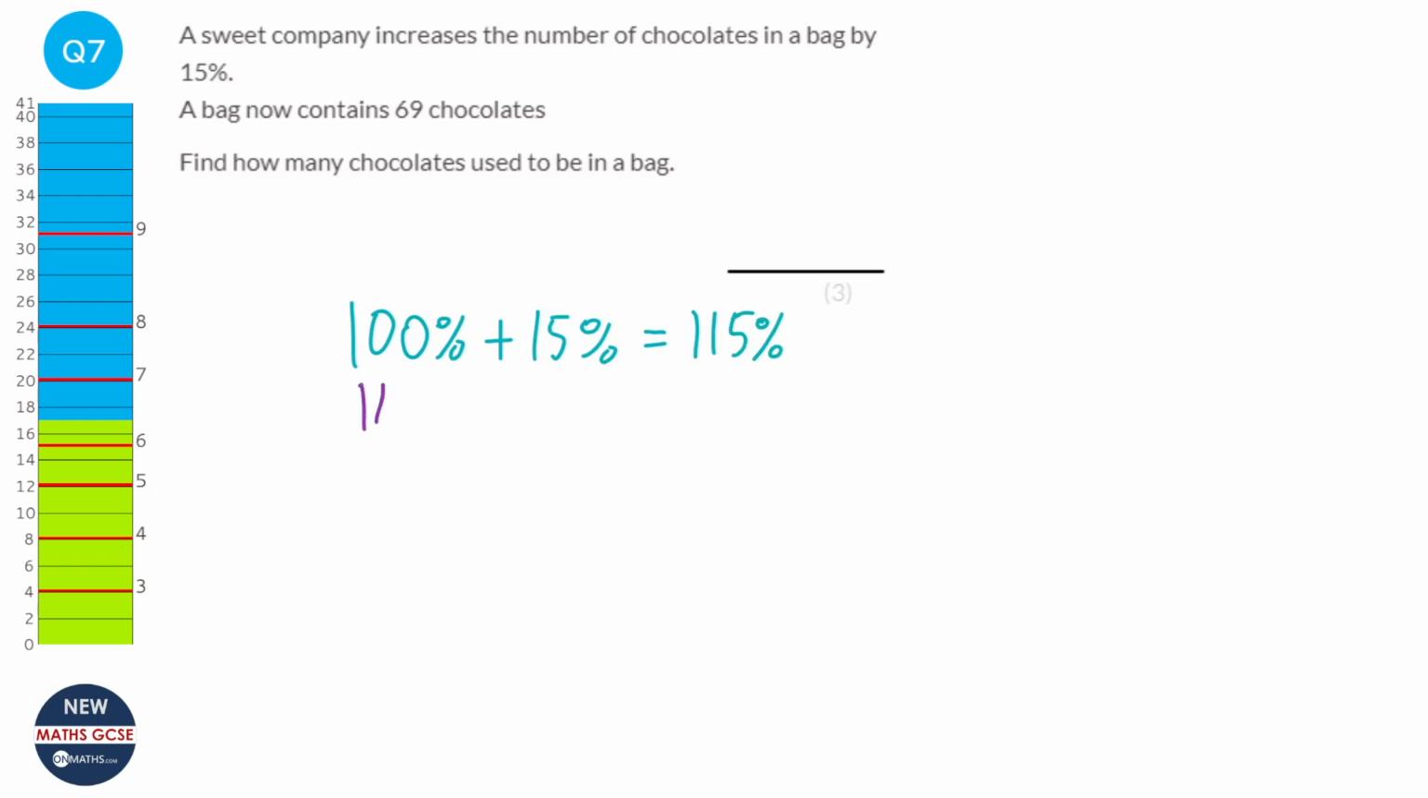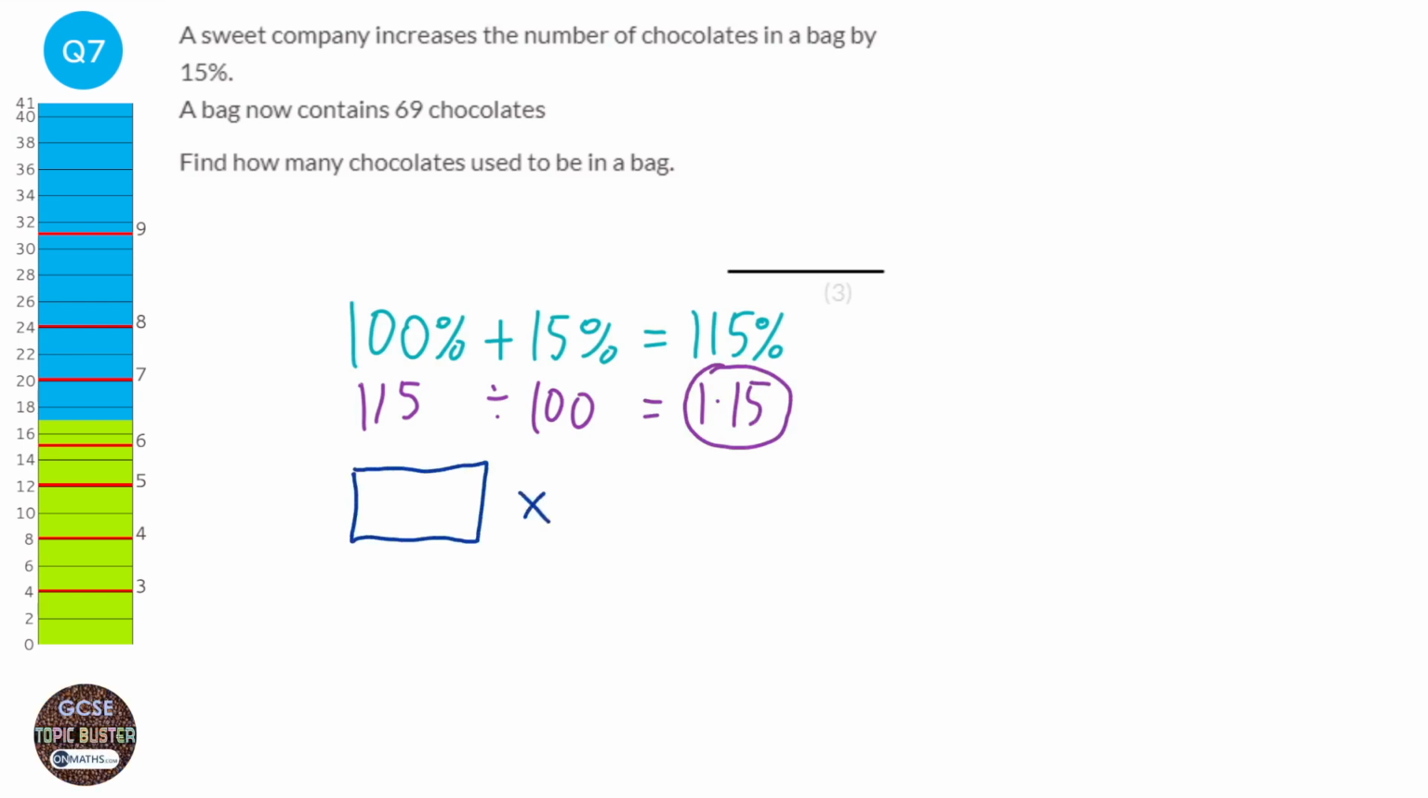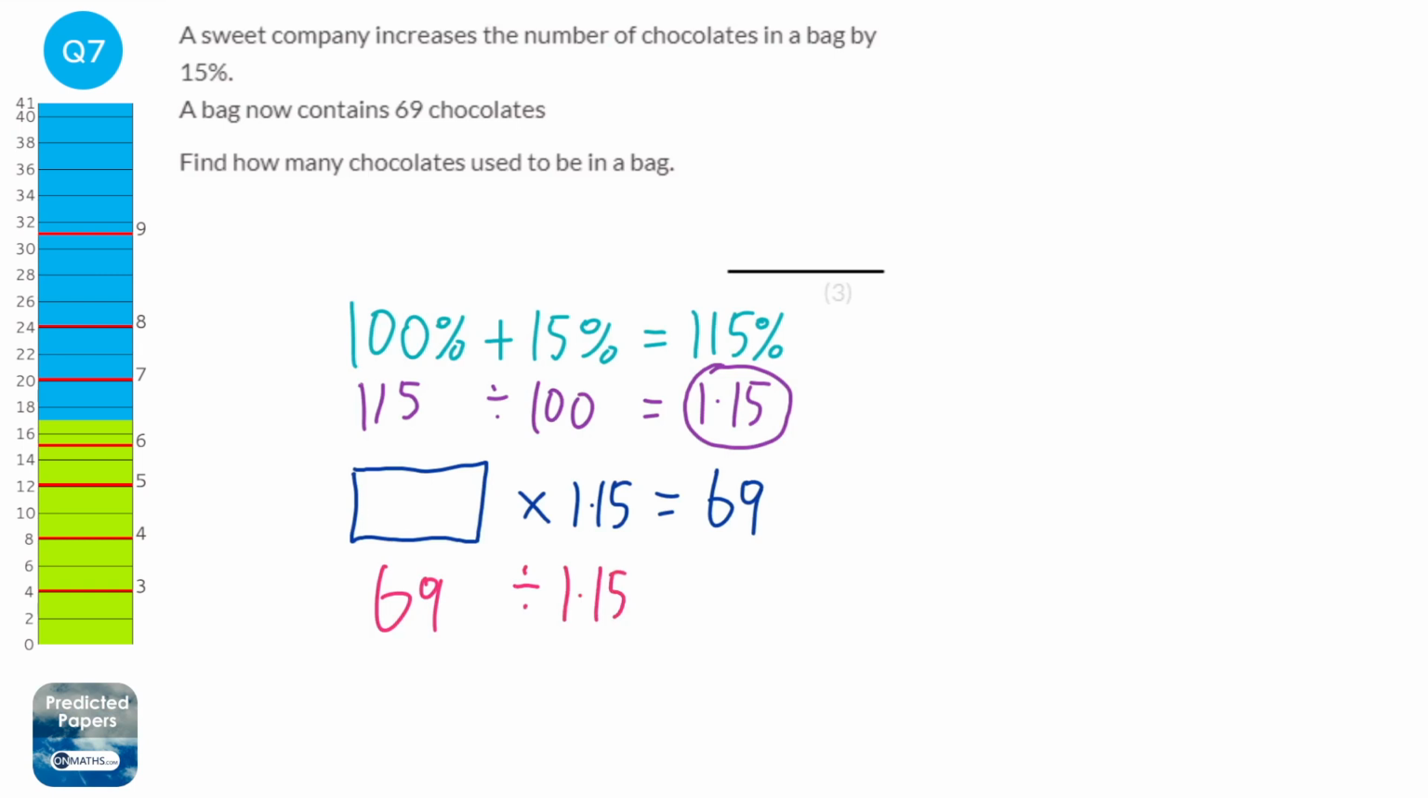And to find that as a multiplier, we get the 115 and divide it by 100, and that gives us 1.15. So that is the multiplier they used. Now, they used that multiplier on the original amount, and they times it by 1.15, and they got the answer of 69. But if we're working the other way to find out what they times by 1.15, we get that 69, and we divide it by the multiplier. So if we want to work out what the original number was, we divide it by the multiplier, and that gives us 60. So the answer will be 60.